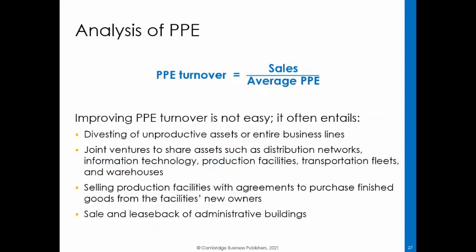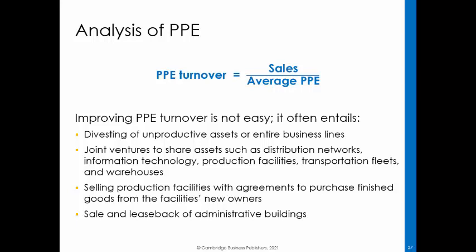The asset class for which analysis of turnover is most useful is property, plant, and equipment. Lower levels of property, plant, and equipment turnover indicate a higher level of capital intensity. PPE asset turnover differs by industry. Because investment in property, plant, and equipment assets is often a large part of the balance sheet, improvement in plant asset turnover can greatly impact the company's return on assets and cash flow.